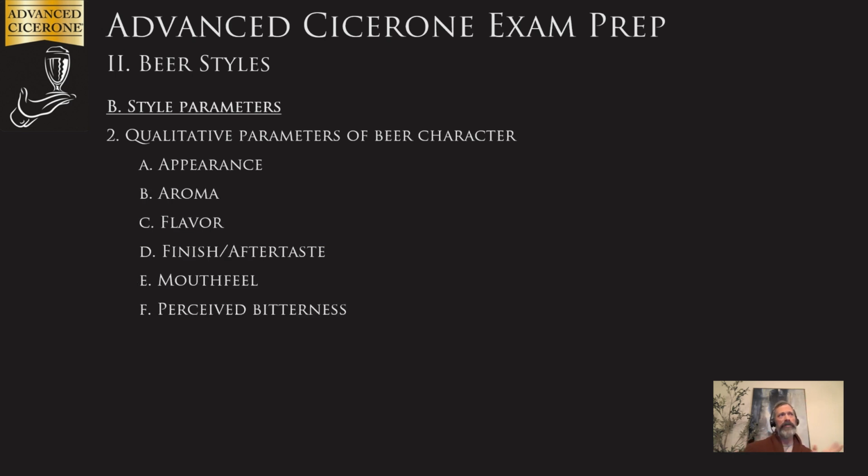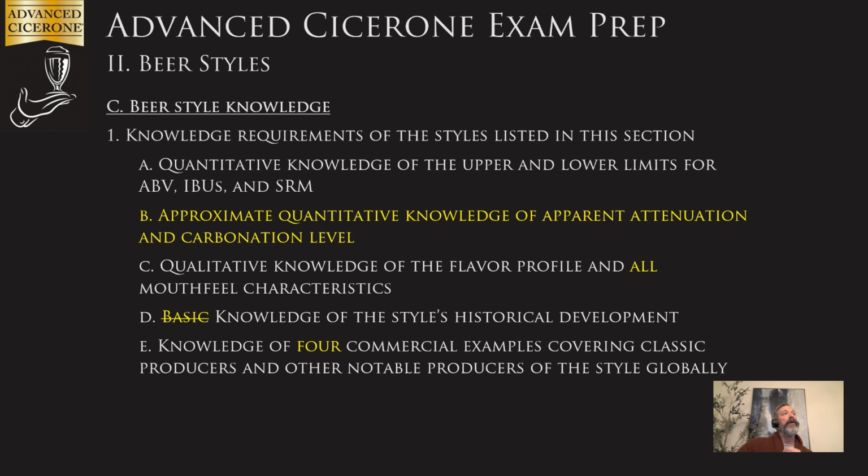Section B, style parameters, they just talk about the same stuff: appearance, aroma, flavor, finish, aftertaste, mouthfeel, perceived bitterness. The syllabuses are identical here, so I'm not really going to spend time on this. This is where it starts to get wider and deeper knowledge, right? So in the beer style knowledge.